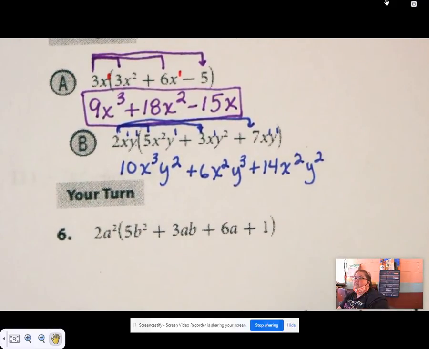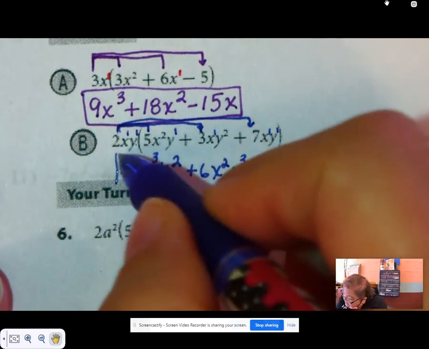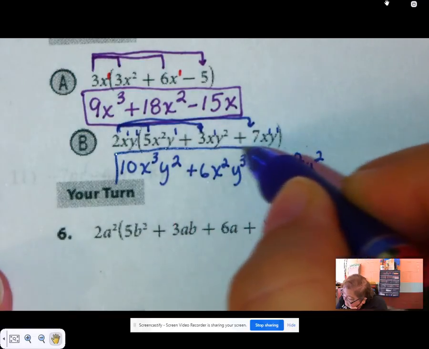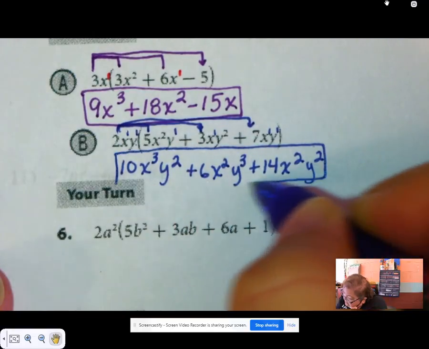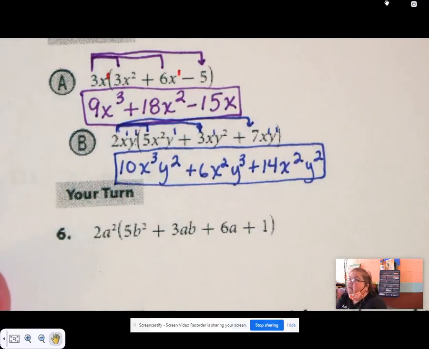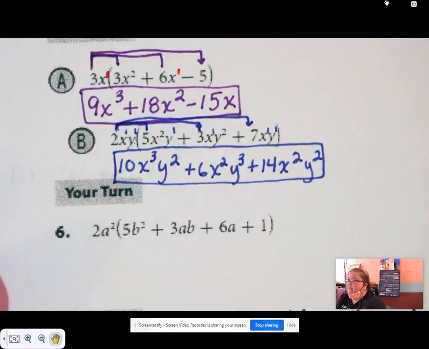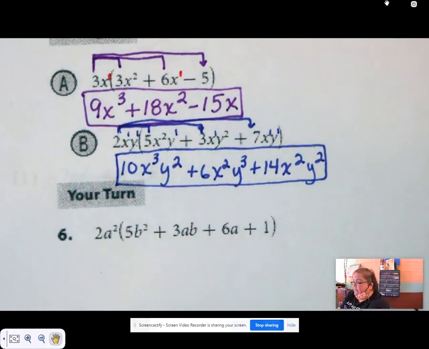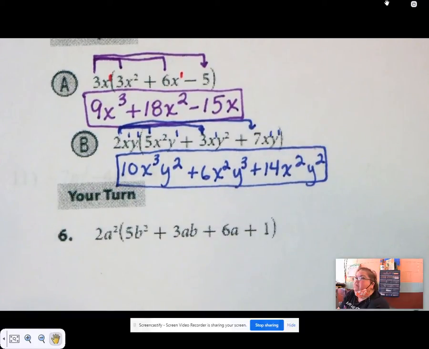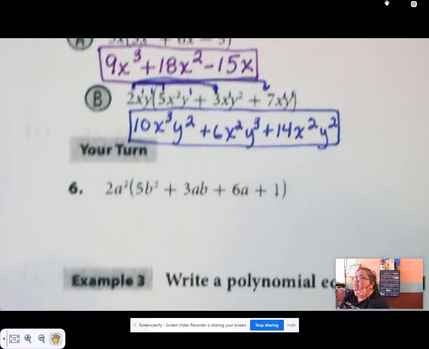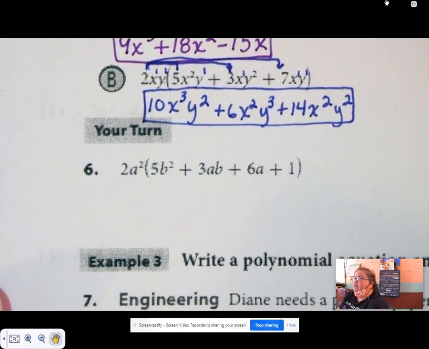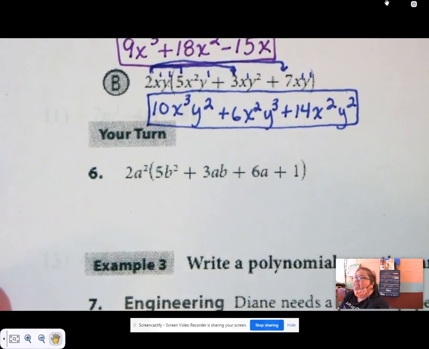Questions? You just have to focus. This is something that you have to be able to focus on. Find those like bases, add those exponents. Okay? Questions? Okay, I want you to do number 6 under your turn. See what you can do with that.